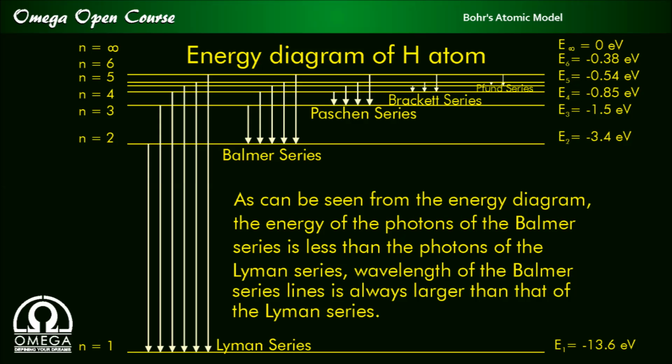As can be seen from the energy diagram, the energy of the photons of the Balmer series is less than the photons of the Lyman series. Therefore, the wavelength of the Balmer series lines is always larger than that of the Lyman series. This in a nutshell is all about the spectral lines of the hydrogen atom. I hope this video was useful for the understanding of the radiations emitted in electronic transition of single electron species.